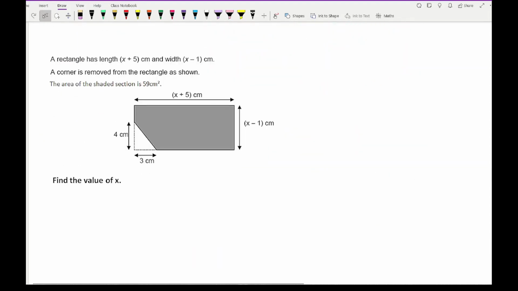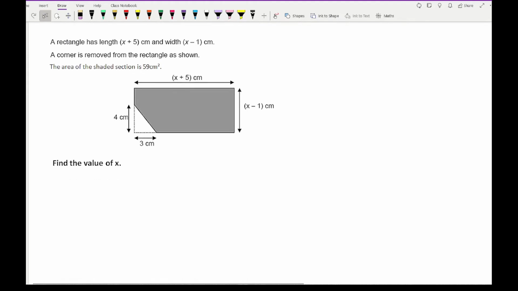So let's have a look at this next question. It says that a rectangle has a length of x plus 5 centimeters and a width of x minus 1. A corner is removed from the rectangle as shown, and the area of the shaded section is 59 centimeters squared, and the question is asking me to find the value of x.